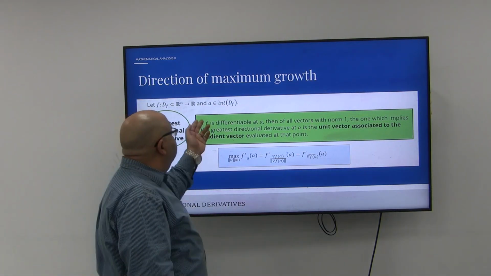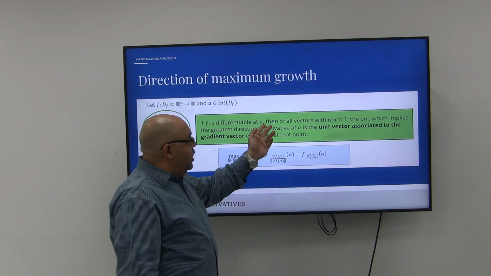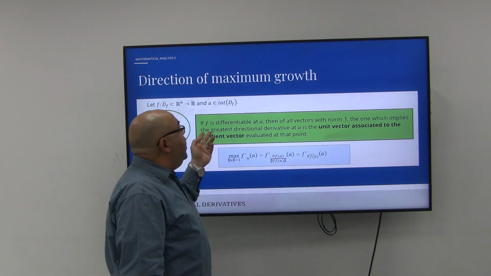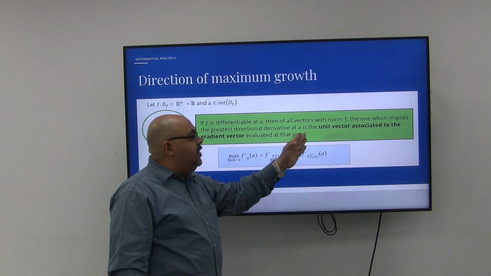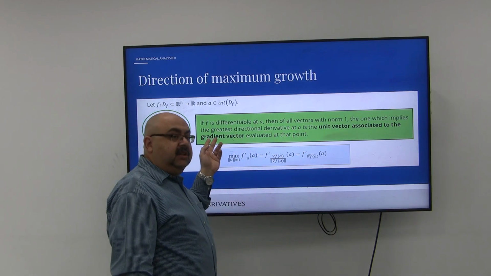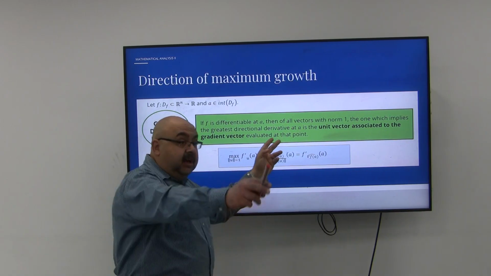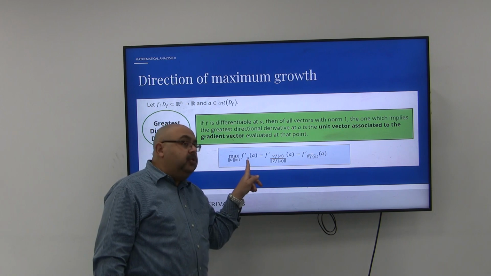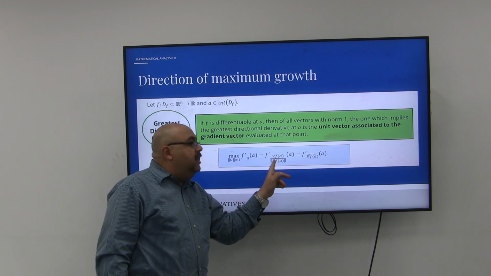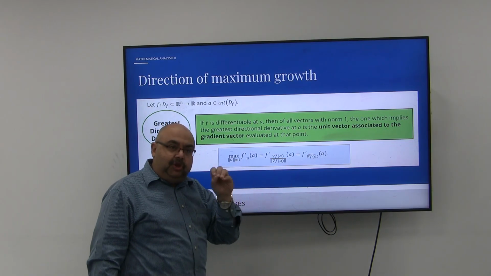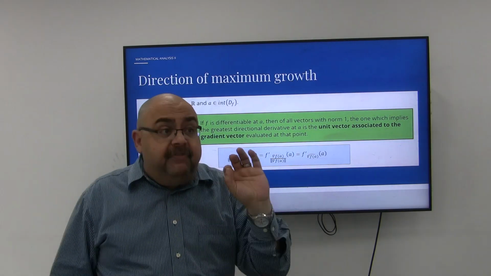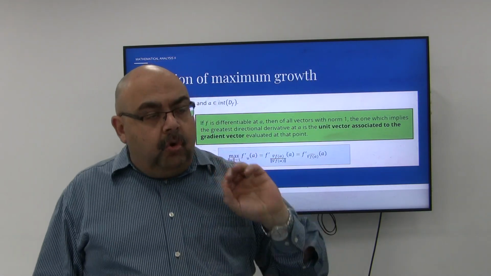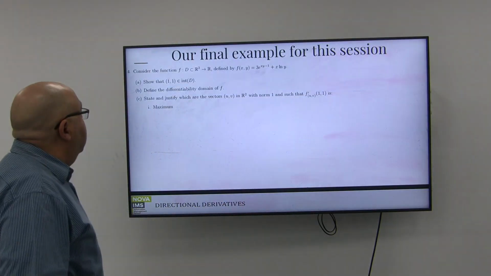So once more, look, if f is differentiable at A, then of all vectors with norm 1, the one which gives the greatest directional derivative at A is the unit vector associated to the gradient vector evaluated at that point. So that's the vector. Look at the vector that I'm using. I'm using the gradient vector. So I'm getting the directed derivative, but in the direction of the gradient vector. This is how you will get the direction or the value of maximum increase or maximum growth.